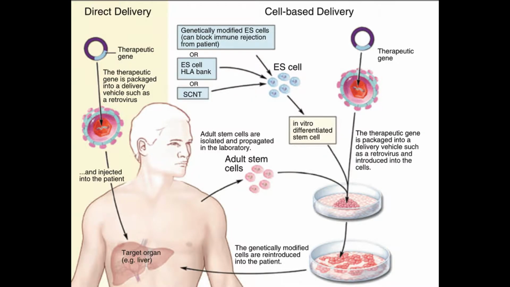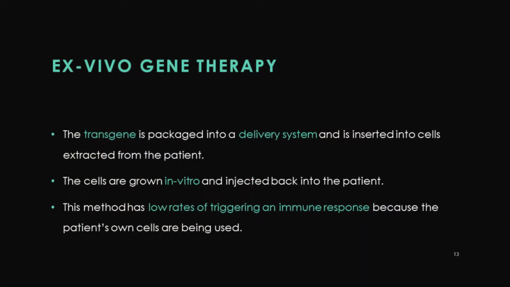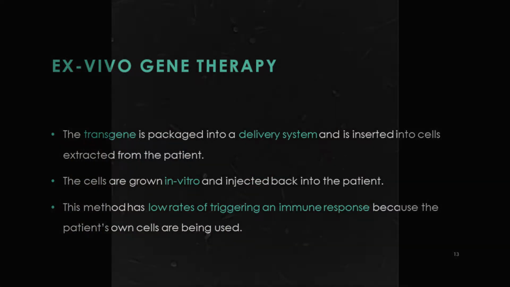Indirect method is basically a way to package the gene into the cells of the person that is supposed to receive the gene therapy. In order to do so, we need to extract a portion of the cells from the person and then grow them in a lab, hence the term in vitro.